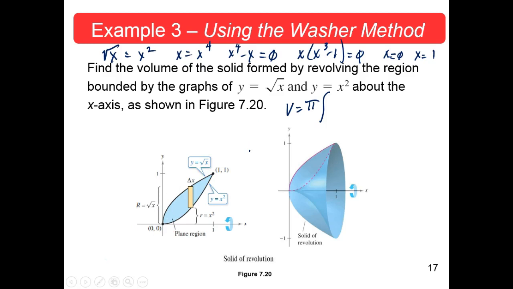So 0, 0, 1, 1. You go back and plug these in. You plug in a 0, you get 0. You plug in a 1, you get 1. So 1, 1, and 0, 0. Okay. So your interval, since you're doing dx's, is x equals 0 to x equals 1.